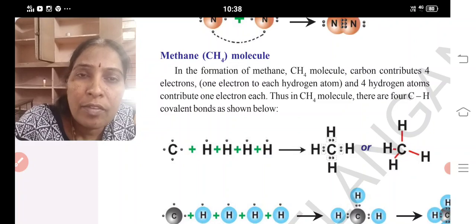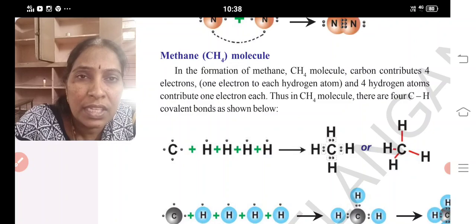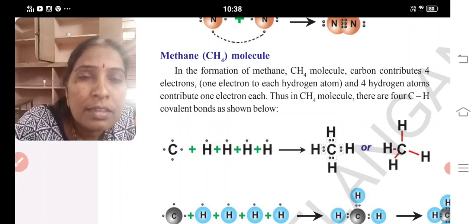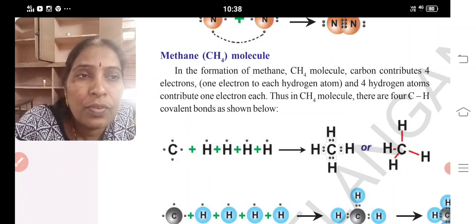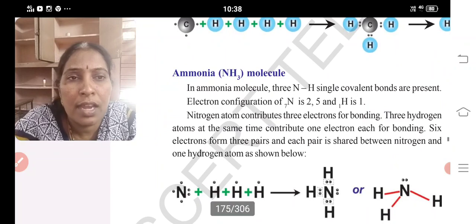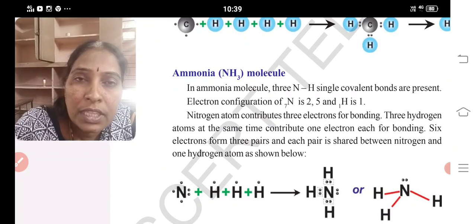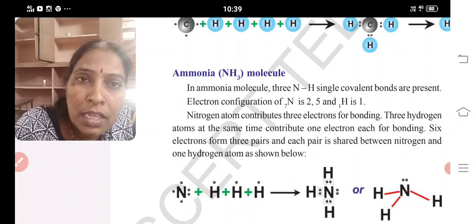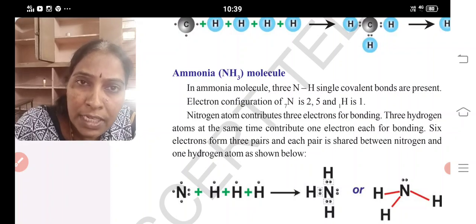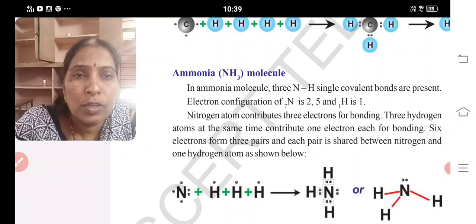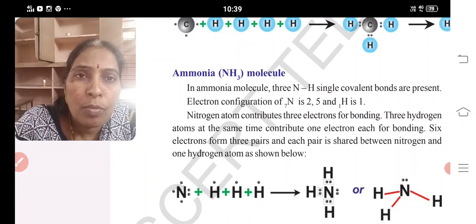Carbon has 4 unpaired electrons, and 4 hydrogens combine and share the 4 electrons. So by sharing, a bond is formed. So it is an example of a covalent bond. Even ammonia also. The ammonia formula is NH3. Means the 3 unpaired electrons of nitrogen overlap with 3 hydrogens and form the ammonia bonds.